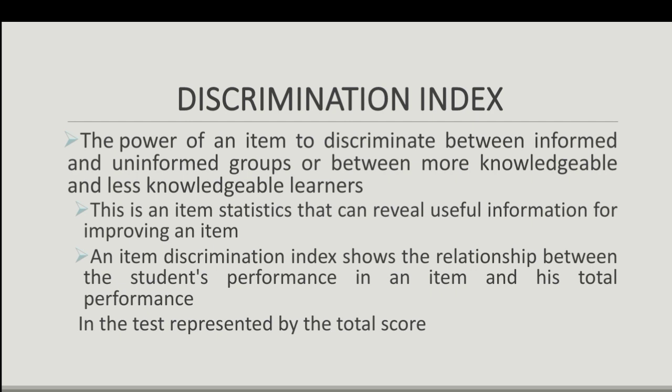An item discrimination index shows the relationship between the student's performance in an item and its total performance in the test represented by the total score. It means the discrimination index is a basic measure of the validity of an item. So it is a measure of an item's ability to discriminate between those who scored high on the total test and those who scored low.